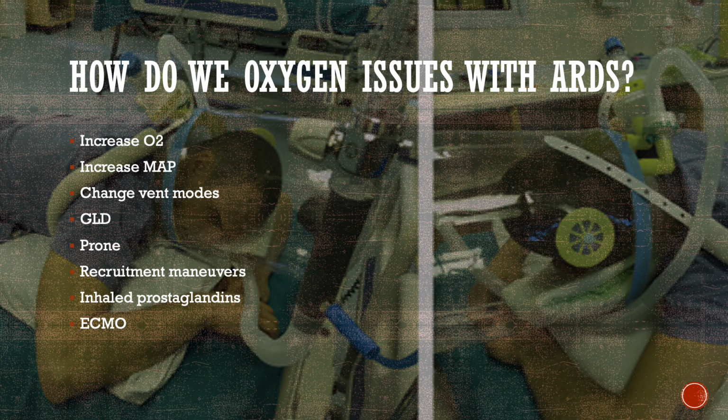You place them on a machine that will oxygenate and ventilate, remove CO2, and you place that back in their body and you allow the lungs to rest. If you look at the image that I have here, this is a helmet that we used during COVID patients and tried not to intubate them.